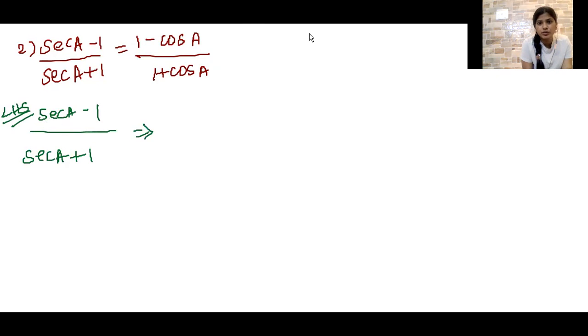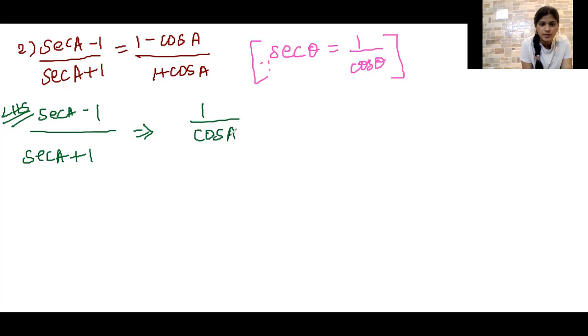And you know this identity, that secant theta is the reciprocal of cos theta. So I'm going to substitute this trigonometric ratio over here. If I do that, I can rewrite the secant A as 1 upon cos A minus 1. And in the denominator also, I have to replace secant A as 1 upon cos A plus 1.